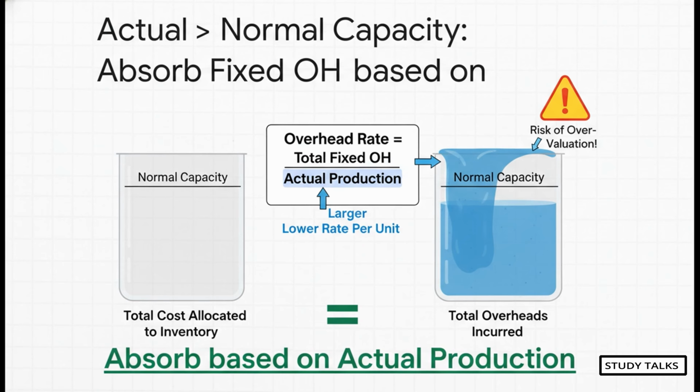Storage costs for your finished goods, your office admin salaries, your advertising budget, all of these are period costs. They hit the P&L directly. They do not get added to the value of your inventory.